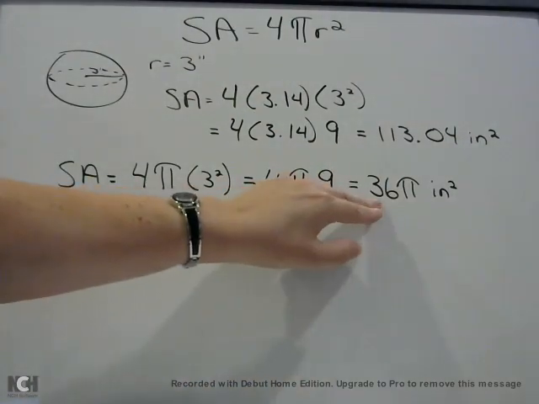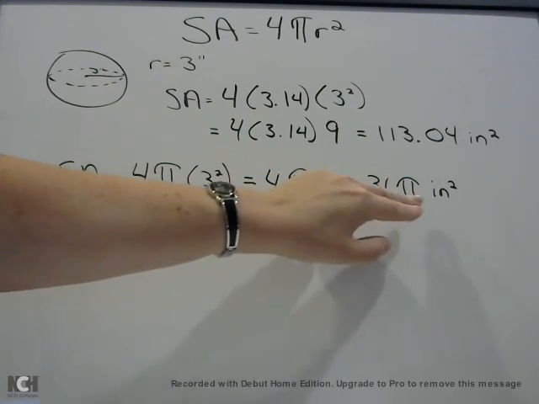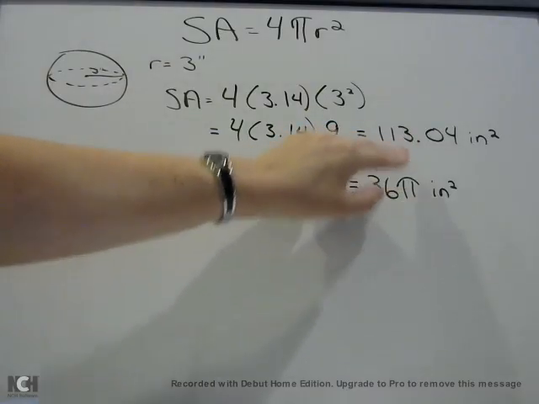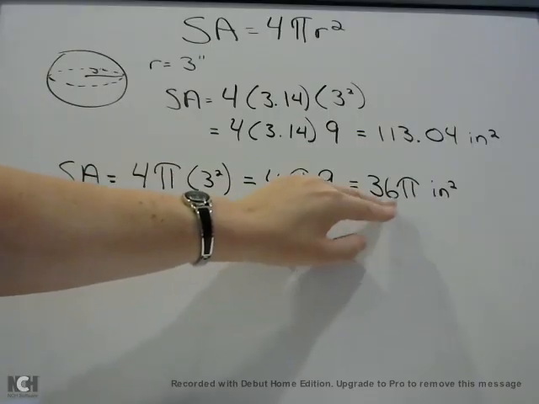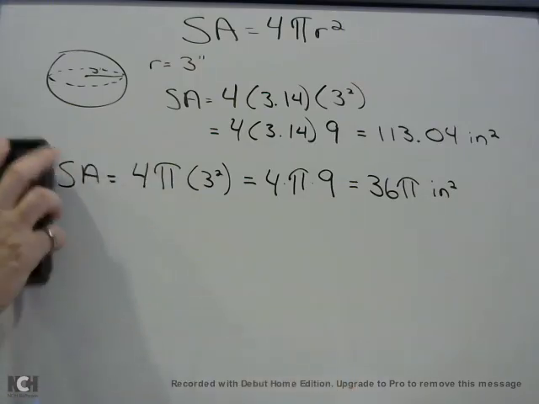Now, all this means is 36 times pi. And what do we know pi is? Just 3.14. So if you multiply 36 times 3.14, you're going to get this answer. So it's the same answer, it's just that this is written in terms of pi. We'll do another example.